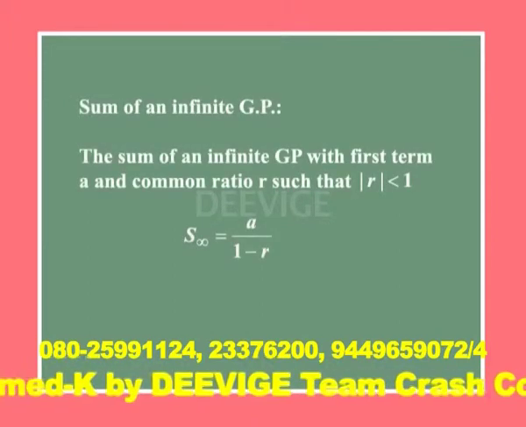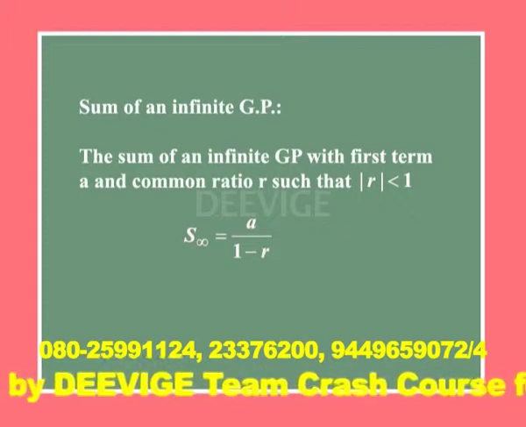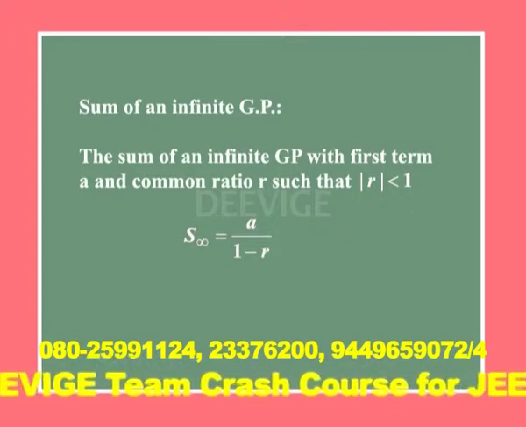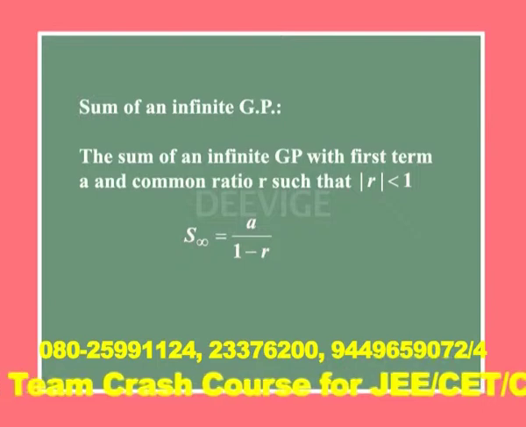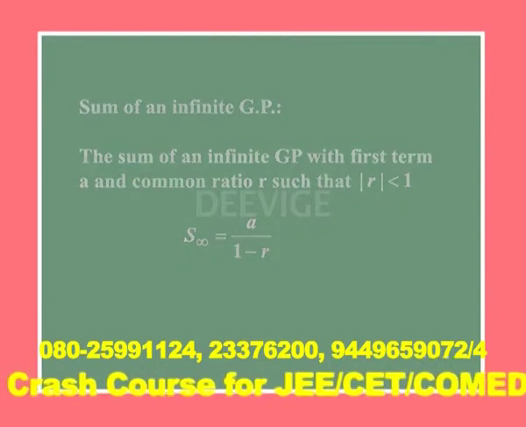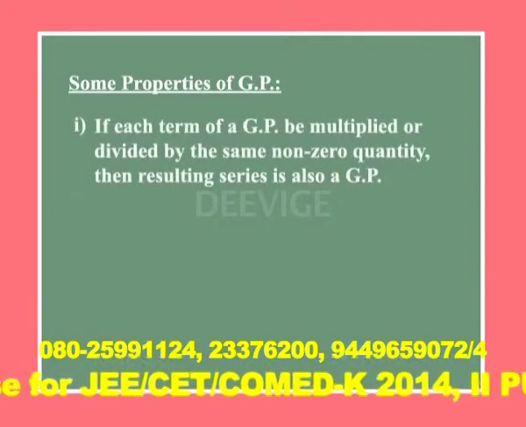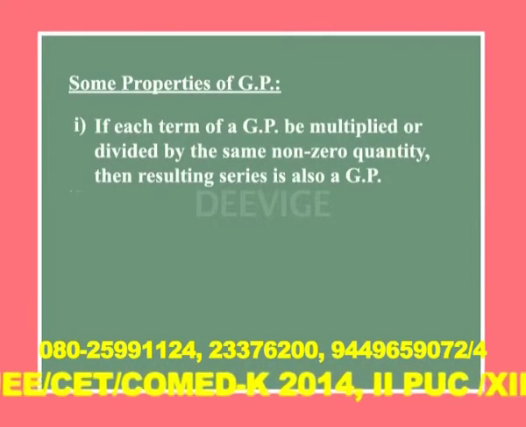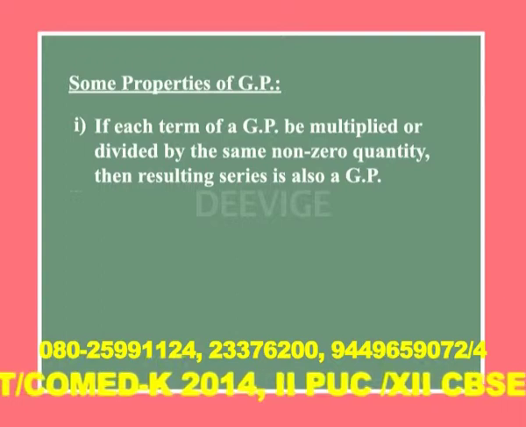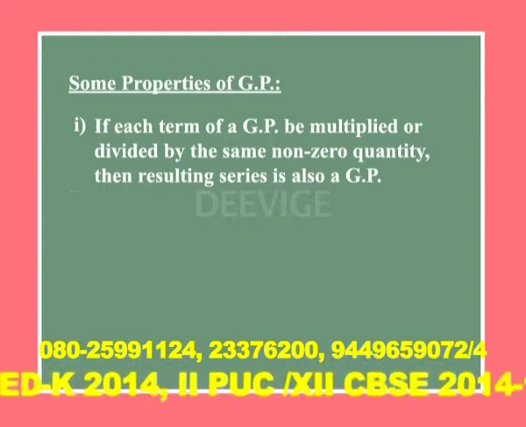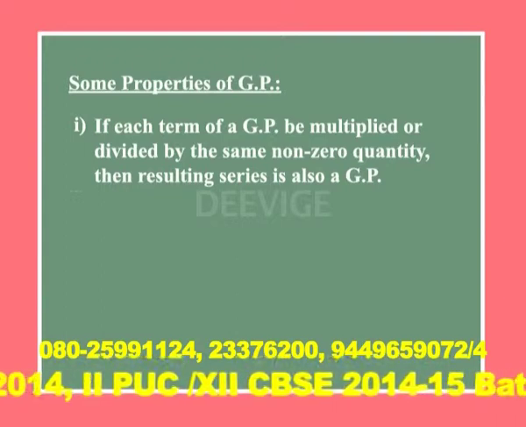Sum of infinite GP is given by A divided by 1 minus R. Some properties of GP. If each term of a GP is multiplied or divided by the same non-zero quantity, then the resulting series is also a GP.